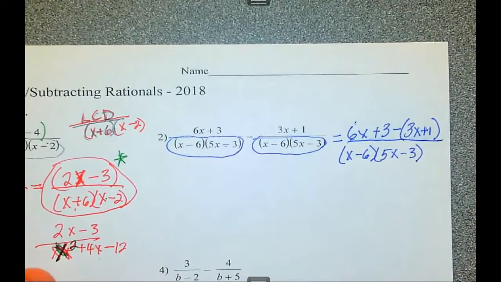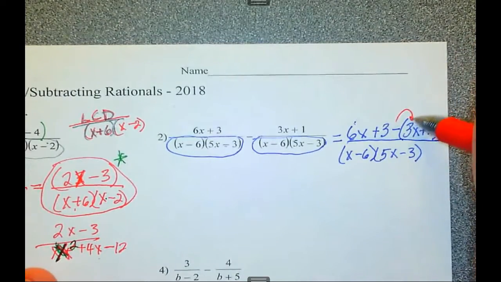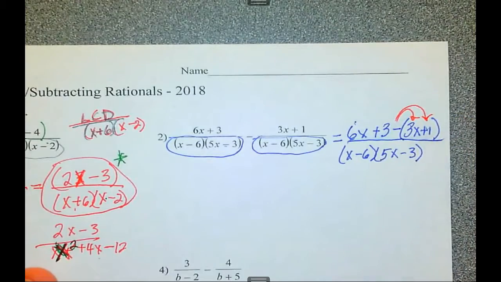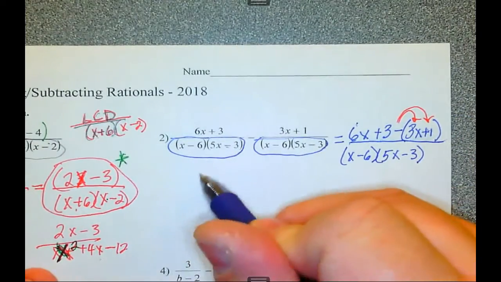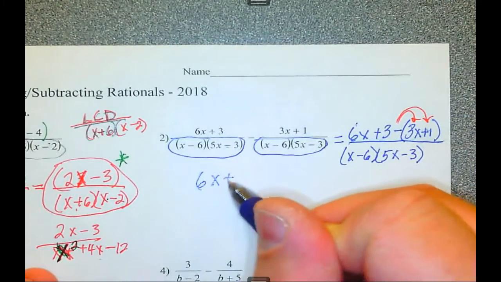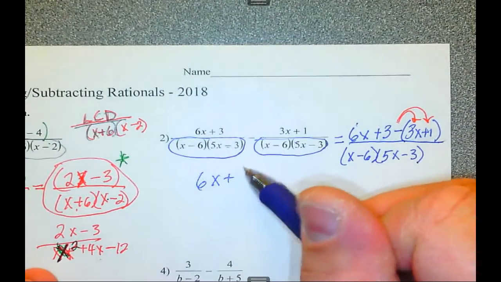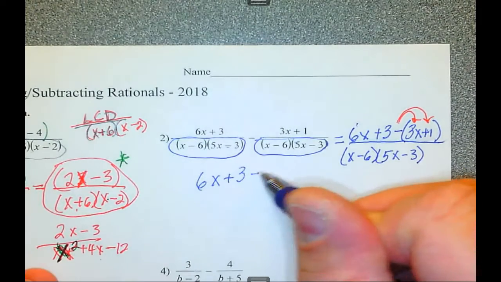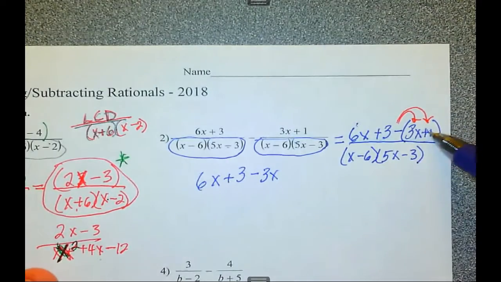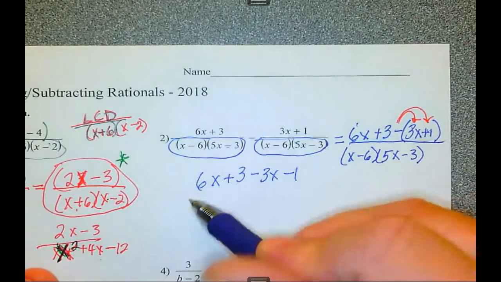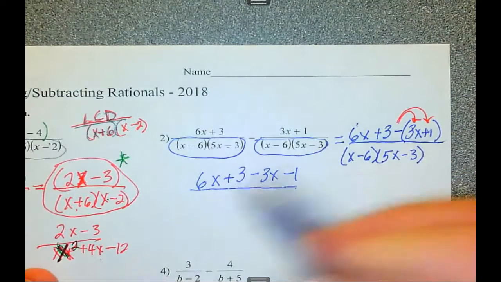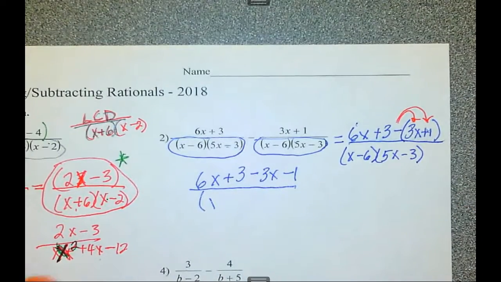Now I have to distribute that minus sign. So I have 6x plus 3 minus 3x minus 1, all over x minus 5.